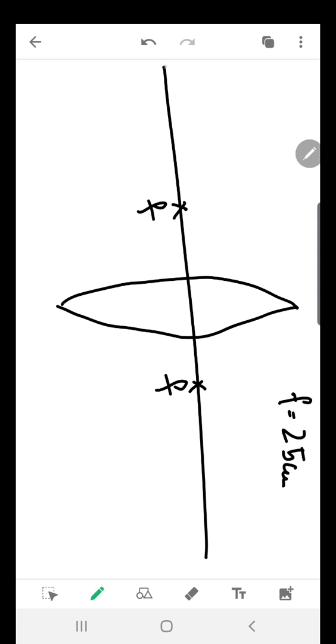Before it was at 100 centimeters, let's place it at 50. Okay? Let's place it at 50 centimeters. So my S is 50 centimeters. So how are we going to draw?